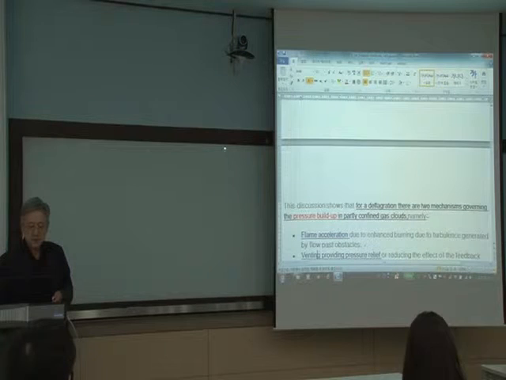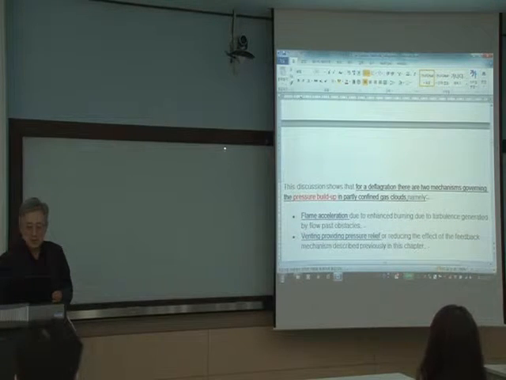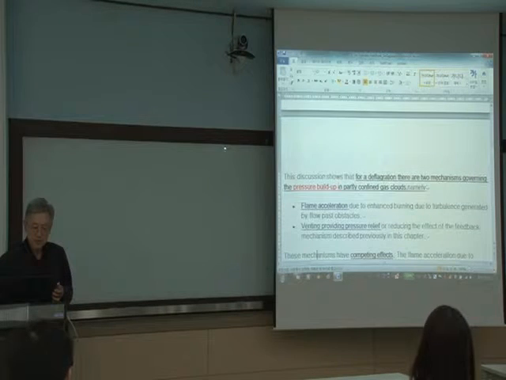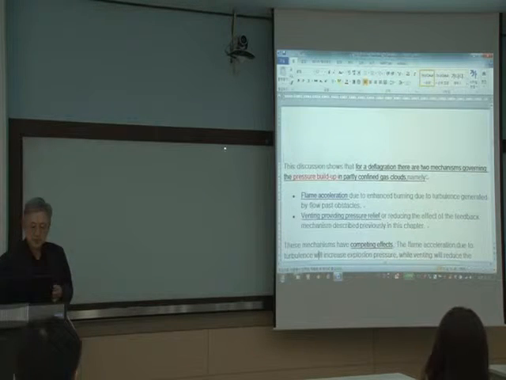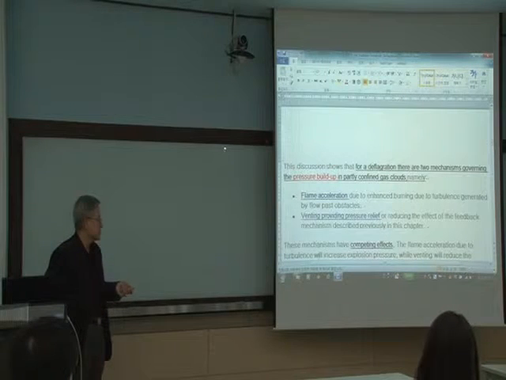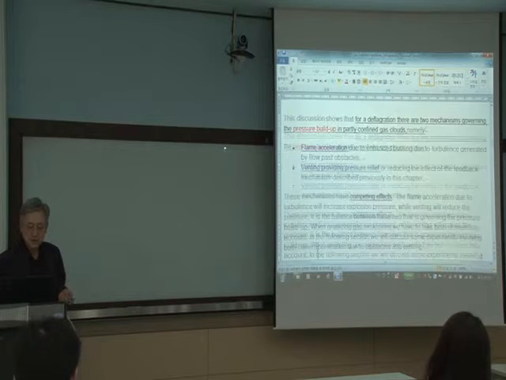It shows again that flame acceleration will enhance the burning and increase the pressure, while venting provides pressure relief. So they conflict with each other. So it affects the design naturally. It's competing, they use the word. This is a competing effect, confronting each other.